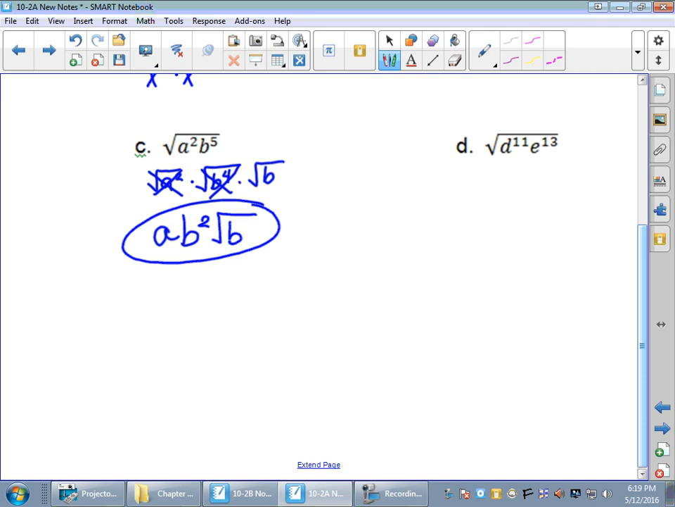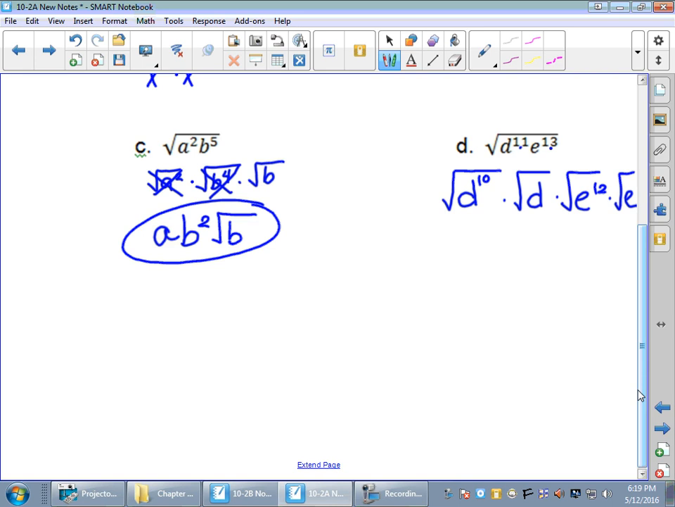For part D, same thing. These are both non-perfect variables because 11 and 13 are odd exponents. So I'm going to rewrite it as d to the 10th, an even exponent that I know is perfect, times d to the 1st, or just d. And then I'm going to rewrite that as e to the 12th times the square root of e. I need to see the steps in your homework. The perfect and the perfect and the non over and over again.